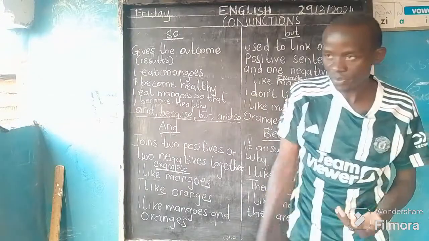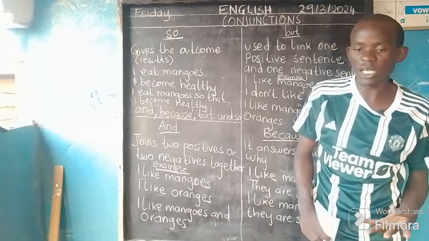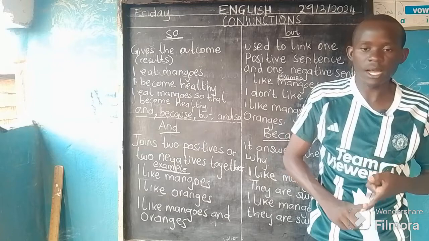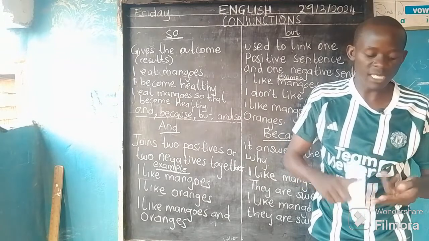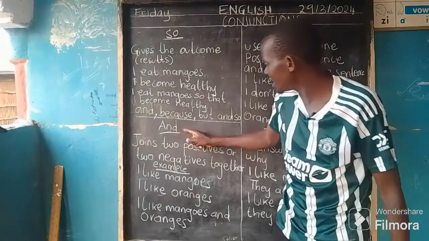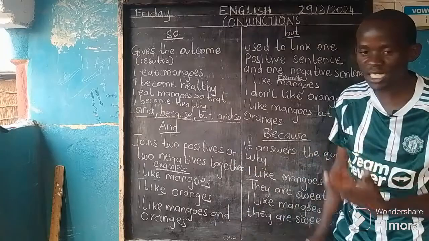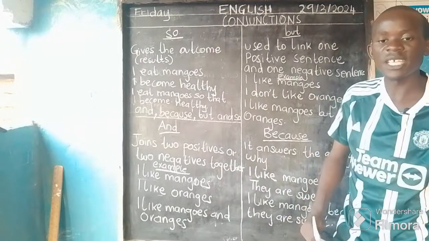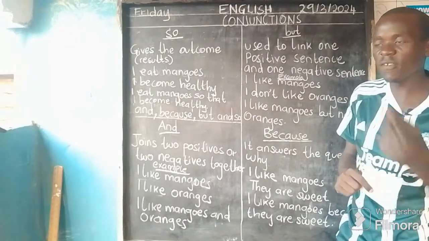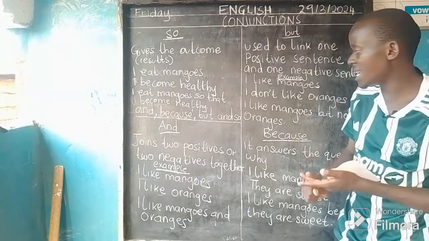So today we have looked at how many types of conjunctions? Four types of conjunctions. Number one is and. Number two, but. Number three, because. Number four, so. In our first type of conjunction, we said and joins two positives, or if they are not positives, it joins two negatives. Is that okay?